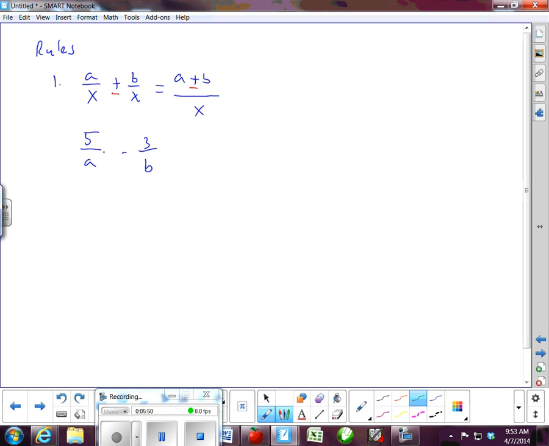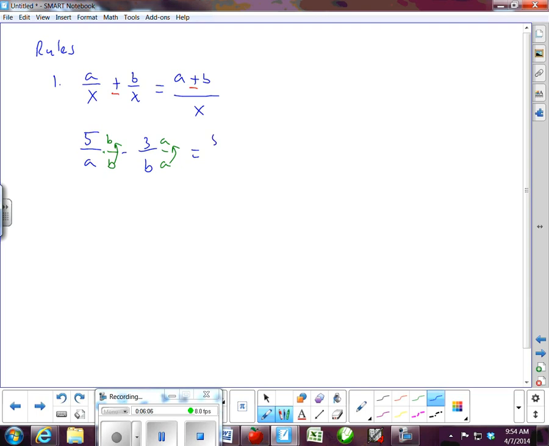And how would you do it in this problem? You would multiply the left fraction. You need a b on the bottom, so you can multiply it by b. Whatever you do at the bottom, do the same thing at the top. The right fraction, you need an a on the bottom, so you can multiply it by a. Whatever you do on the bottom, do the same thing on the top.